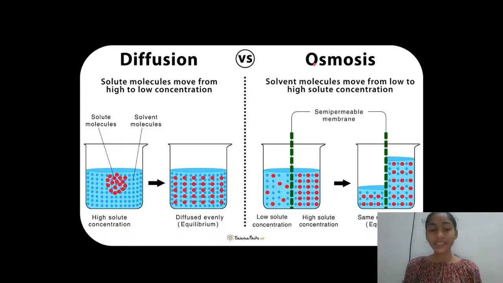Diffusion versus osmosis, these are some differentiation points. Molecules move from high to low concentration. Solute molecules, solvent molecules. So this is what we have just discussed. They have just given you some examples.